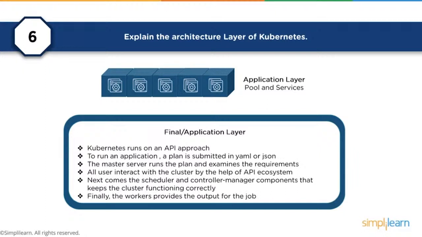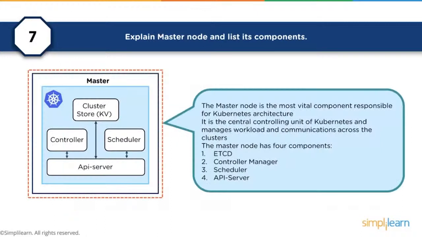And so you have your scheduler and control manager from the Kubernetes environment doing the hard work, and then the workers themselves execute the commands that are coming from Kubernetes. So you will be asked to dig into some of the key areas, such as explaining the master node and listing its components. The master node is comprised of 4 key components: the cluster store, the controller manager, the scheduler, and the API server. Remember, 4 fingers, 4 components.